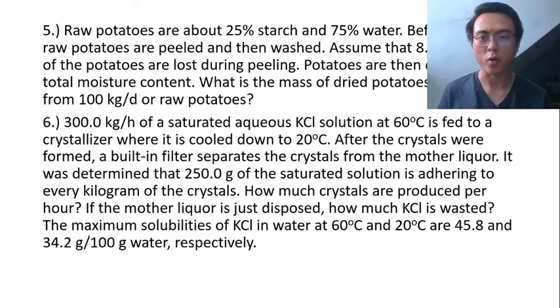After the crystals were formed, a built-in filter separates the crystals from the mother liquor. It was determined that 250 grams of the saturated solution is adhering to every kilogram of the crystals. How much crystals are produced per hour? If the mother liquor is just disposed, how much KCl is wasted? The maximum solubilities of KCl in water at 60 and 20 degrees Celsius are 45.8 and 34.2 grams per 100 grams respectively.